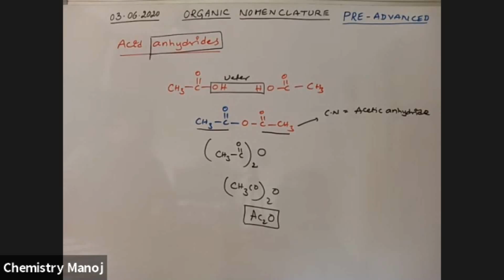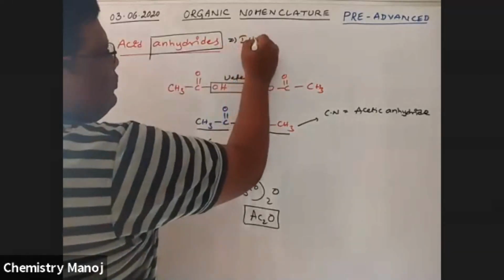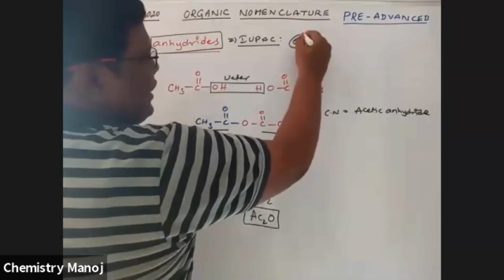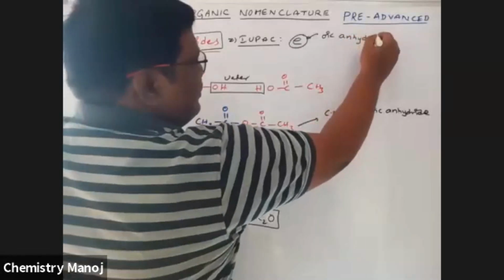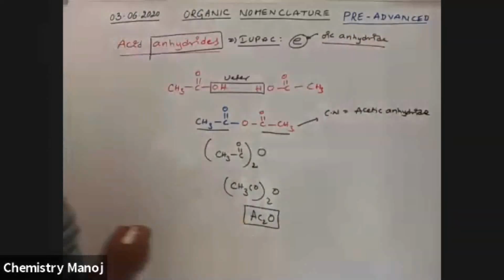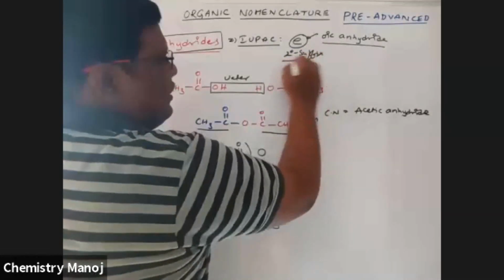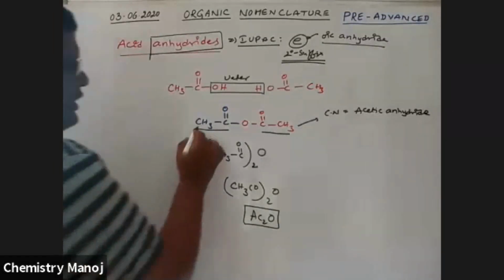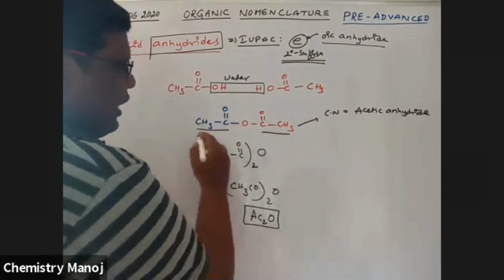It is the common name. But IUPAC: in the IUPAC system, the E, that is the secondary suffix, is replaced with OIC anhydride. See here, this is 2 carbons, this is also 2 carbons. So it is nothing but the 2 carbons, eth.